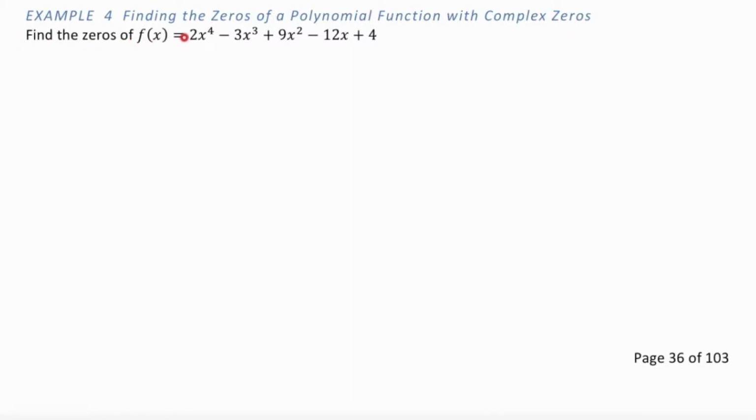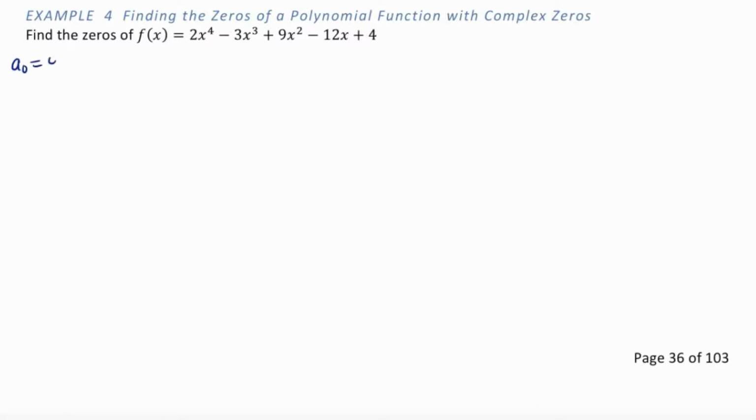Find the zeros of 2x to the fourth minus 3x cubed plus 9x squared minus 12x plus 4. So there are a lot of zeros here. This is a fourth degree polynomial, so we need 4 zeros. Not all of them may be real. So this is going to be kind of a long drawn out example. Let's start by using the rational zeros theorem to find all possible rational zeros.